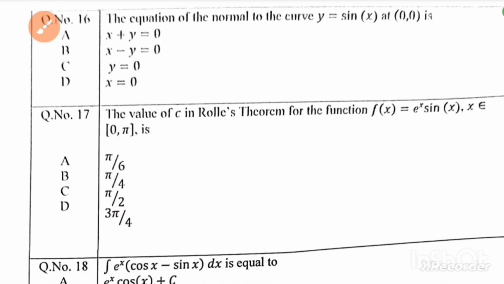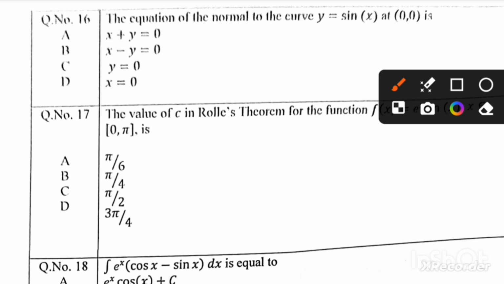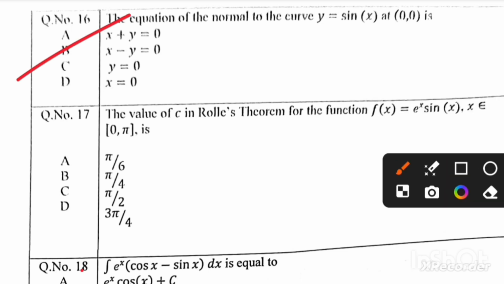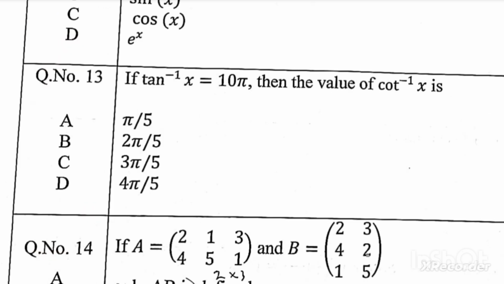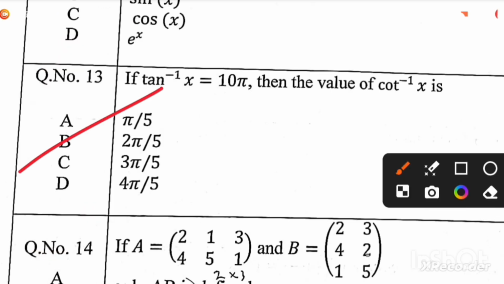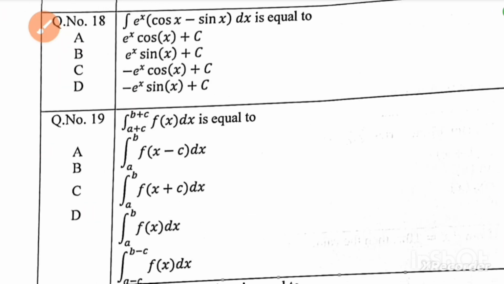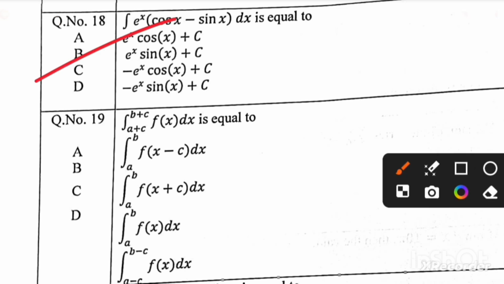The equation of the normal to the curve y = sin x is x + y = 0. Then question number 17, the answer is 3π/4. The answer to 13 is 2π/5. Question number 18, the answer is option A, and the answer to 19 is option C.